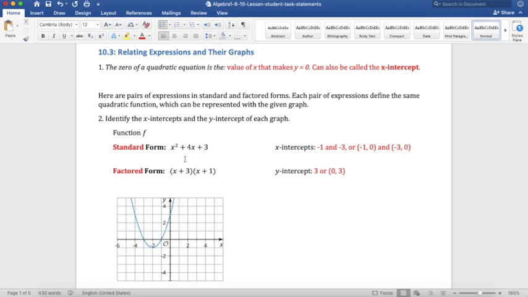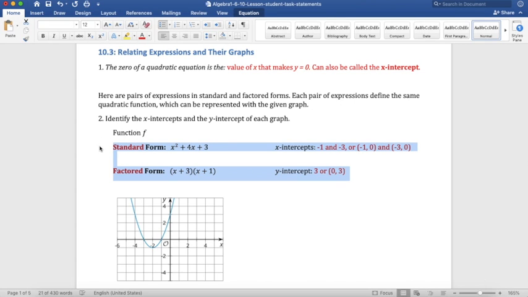So our goal today, we're going to look and see the relationship between the x-intercepts and the y-intercepts and our equation. So start looking for where you see the x-intercepts and the y-intercepts in the equation, both in standard form and in factored form. One you might see somewhere, not somewhere else. One you might see in the other place and not in the other.